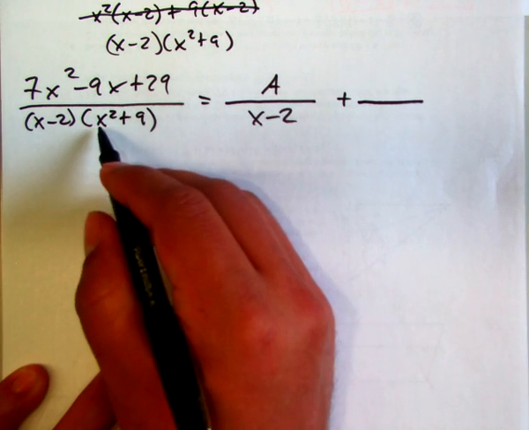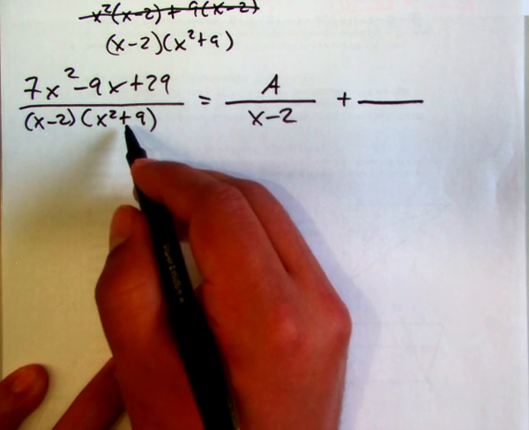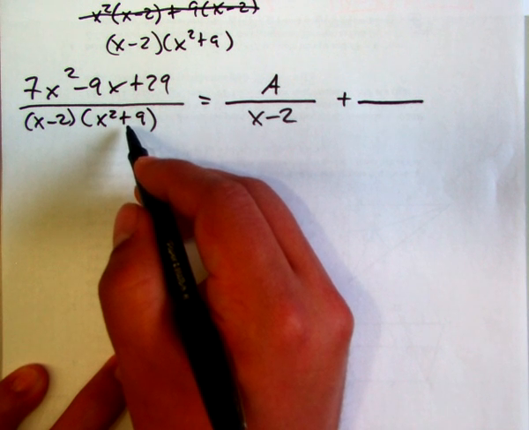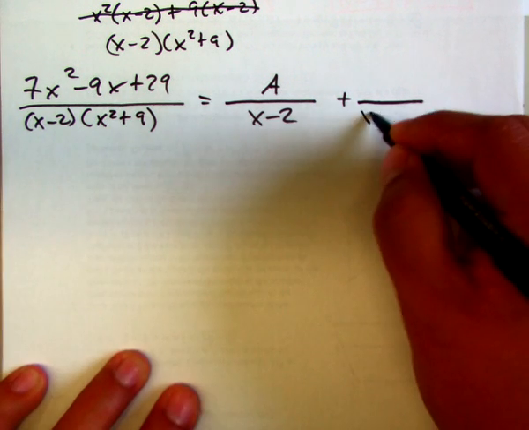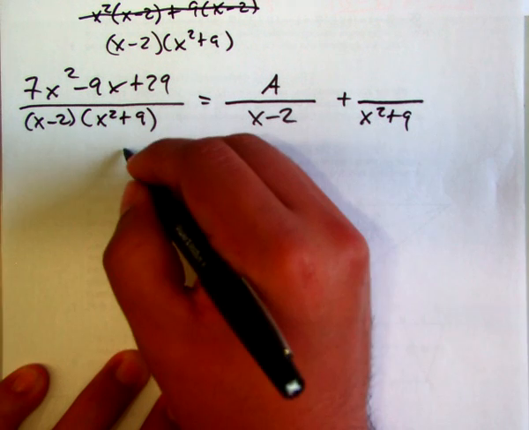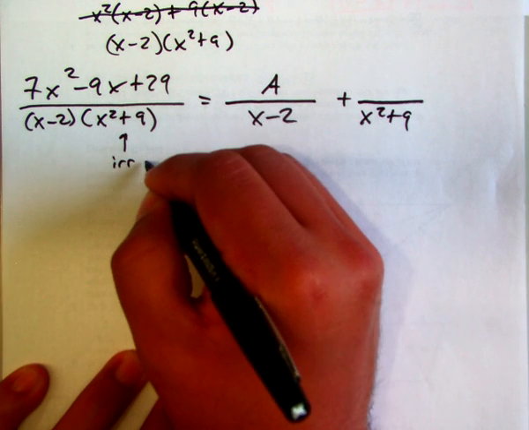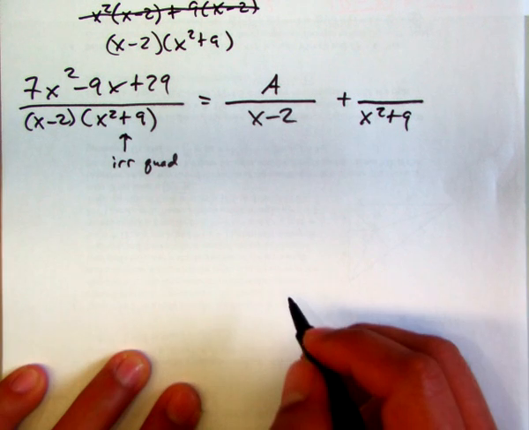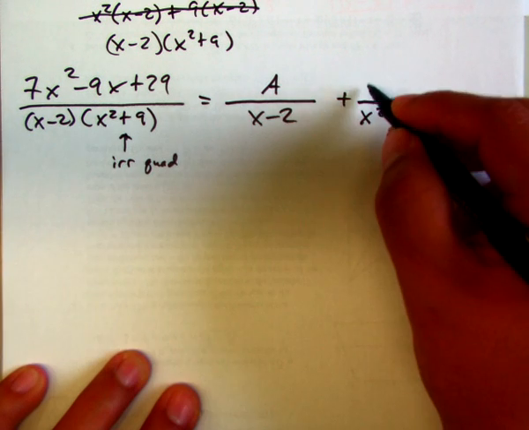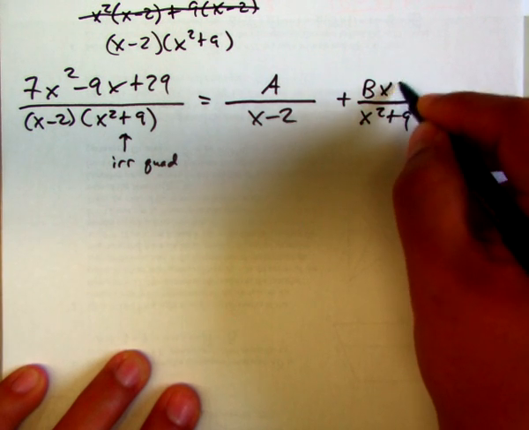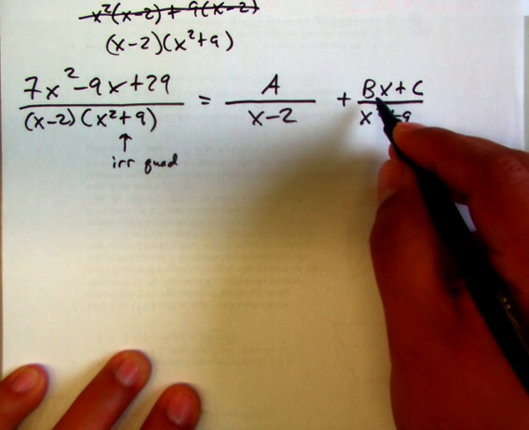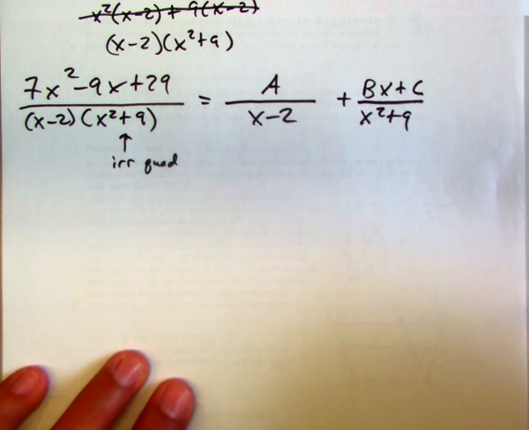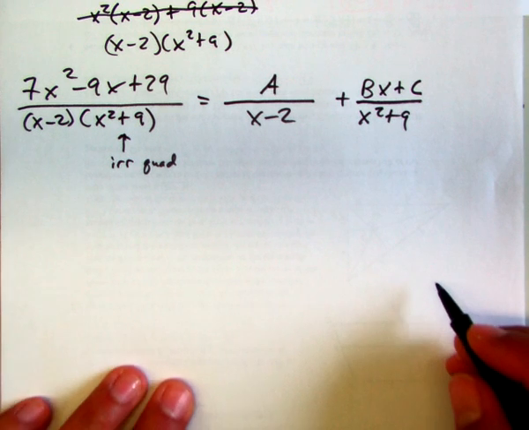X squared plus 9, if we could factor it more or find real roots, then I would have more than just this fraction. But if you set this equal to 0, you know that this is an irreducible quadratic. So since this is irreducible quadratic, now we have to use a linear numerator. So something x plus something. I'm using B and C because those are the next variables in the alphabet. You can use whatever you want though.